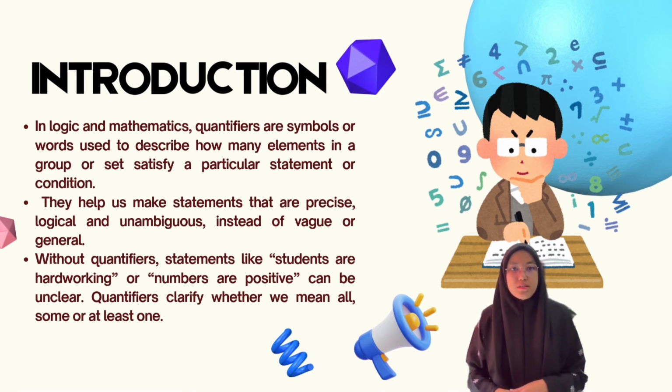First, introduction. In logic and mathematics, quantifiers are symbols or words used to describe how many elements in a group or set satisfy a particular statement or condition. They help us make statements that are precise, logical, and unambiguous instead of vague or general. Without quantifiers, statements like "students are hardworking" or "numbers are positive" can be unclear. Quantifiers clarify whether we mean all, some, or at least one.